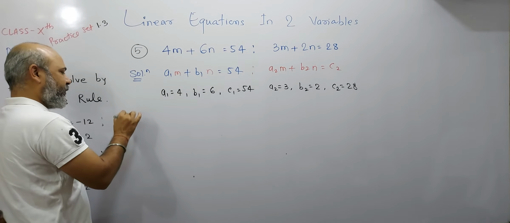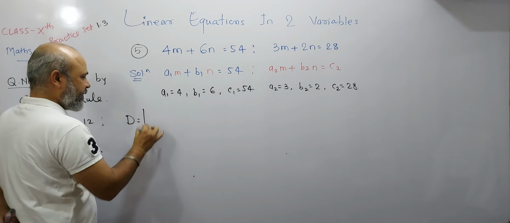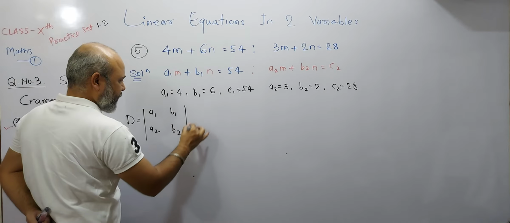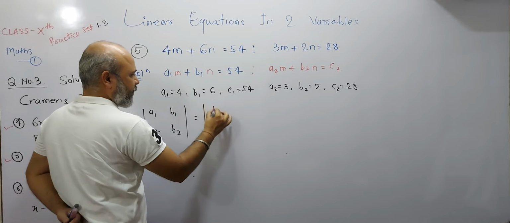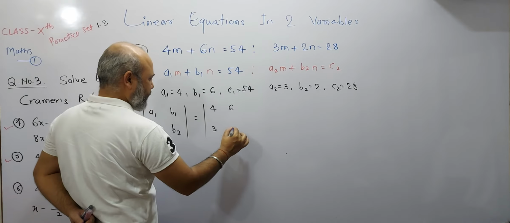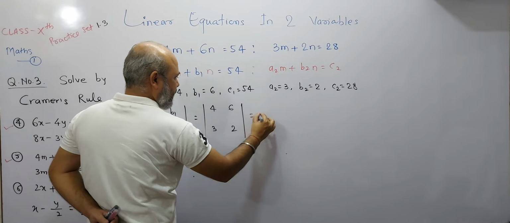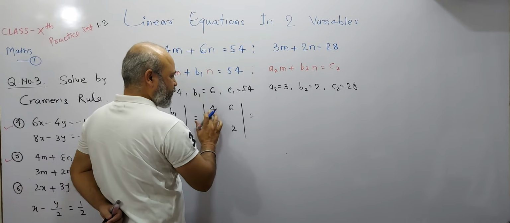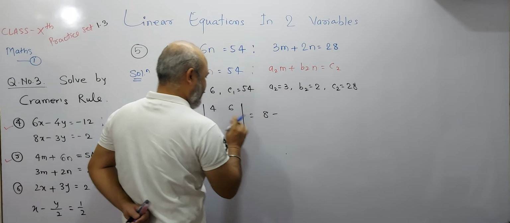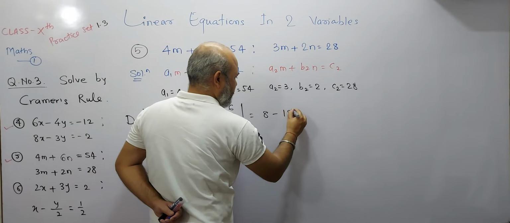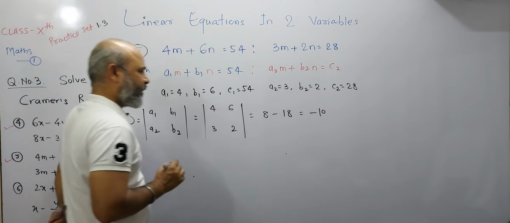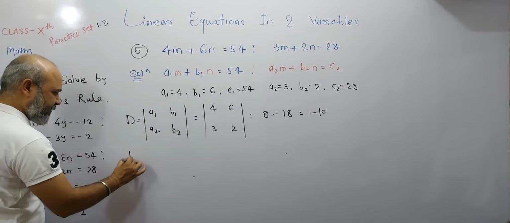Now we'll find the value of d. So d is a1 a2 and b1 b2. What is a1, a2? a1 is 4, a2 is 3. What is b1? b1 is 6. What is b2? b2 is 2. And then you know how to solve the determinant. So 4 multiplied by 2, 4 2s are 8, minus sign, 6 3s are 18. So you will get 8 minus 18, which is minus 10.